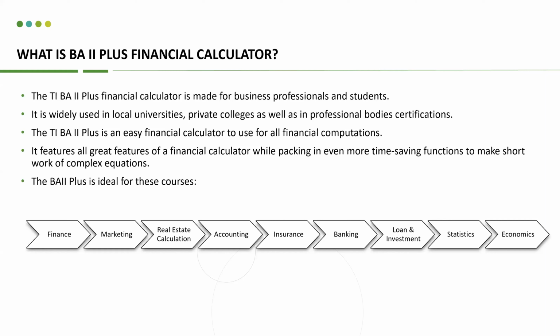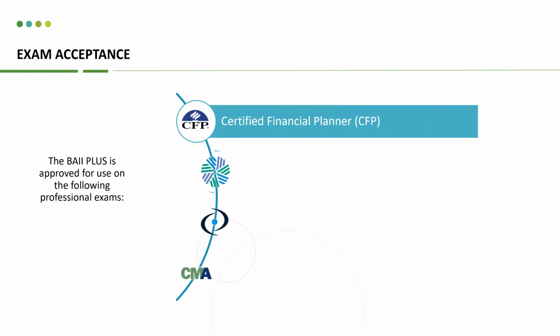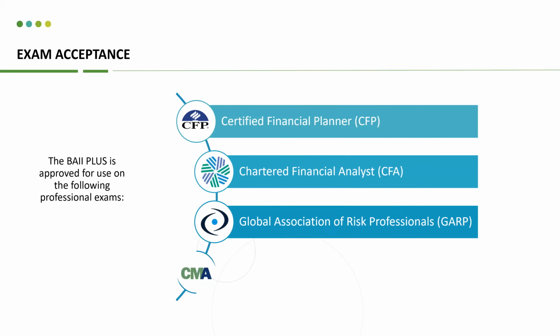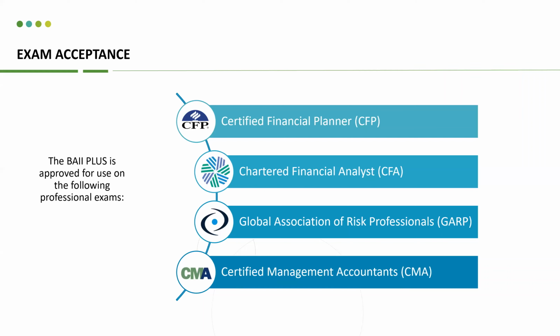The bottom part shows the courses that can use our financial calculators, such as finance, marketing, accounting, real estate, banking, and so on. Our calculator, the BA2 Plus, is approved for use on professional exams like CFP, CFA, GARP, and also CMA. So I can say that this is a one-time investment where you can use the financial calculator starting from your university level until your professional career.